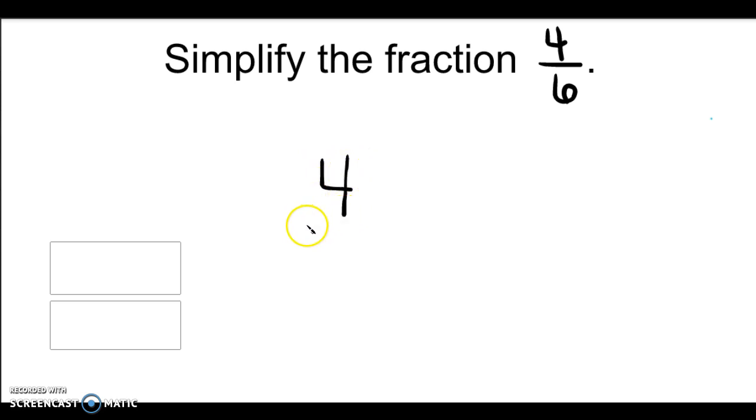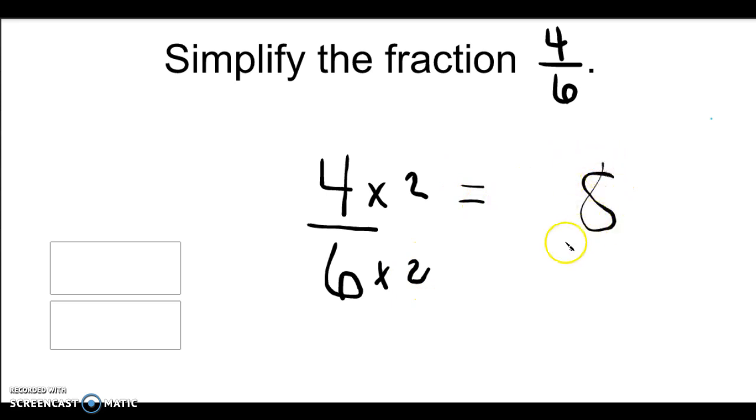Alright, so if I have 4/6, I'm going to use my strategy for finding equivalent fractions. So remember, if I want to find a fraction that represents 4/6 but goes by a different name, a different denominator, I can either multiply the numerator and the denominator, or I can divide the numerator and the denominator by the same number. So let's think about this logically. If I multiply 4 and 6 by the same number, let's say I multiply it by 2. Okay, that'll give me an equivalent fraction of 8/12.